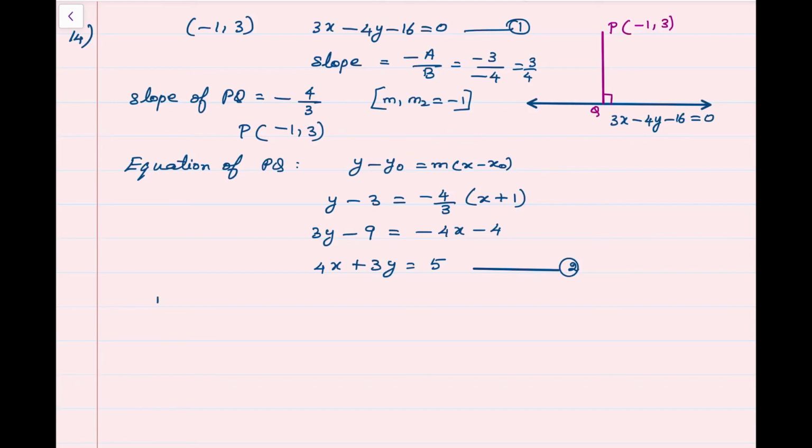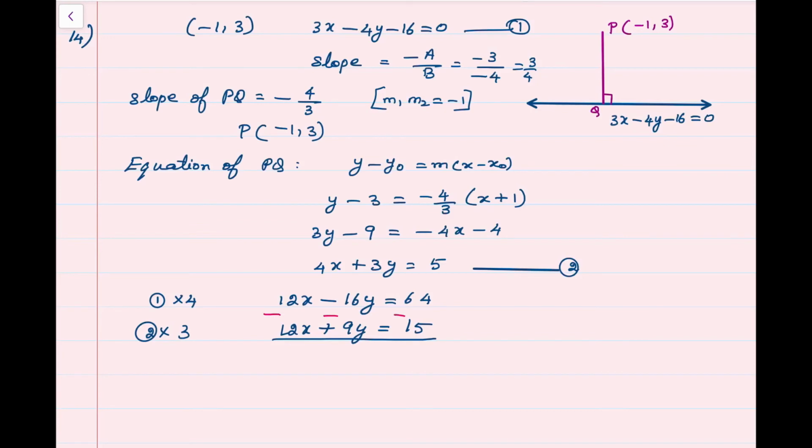We will multiply the first equation by 4. 12x minus 16y is equal to 64. And we will multiply the second equation by 3. 12x plus 9y is equal to 15. Let us change the sign. These two will get cancelled. Minus 25y is equal to 49. Therefore, the y coordinate of the point is 49 divided by minus 25.